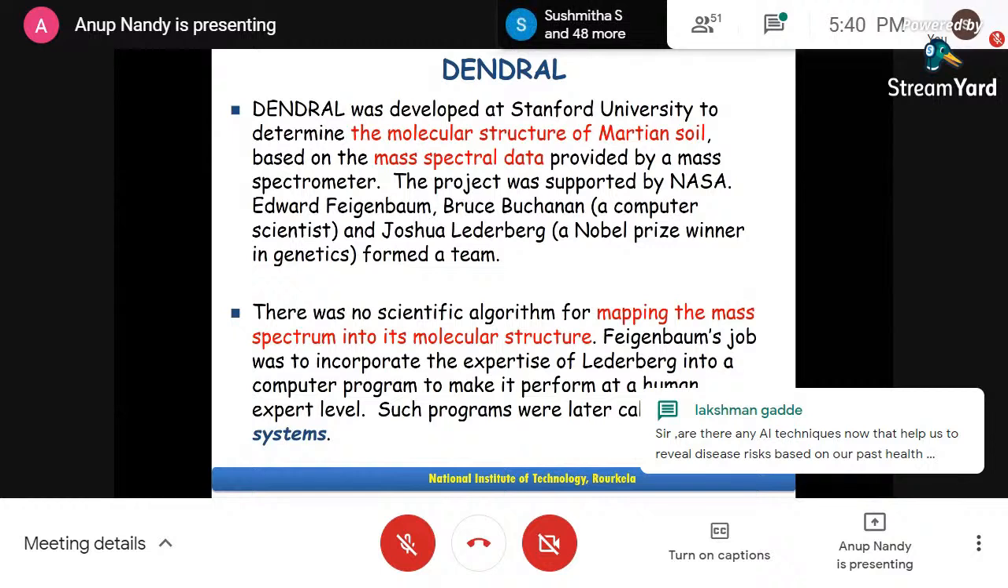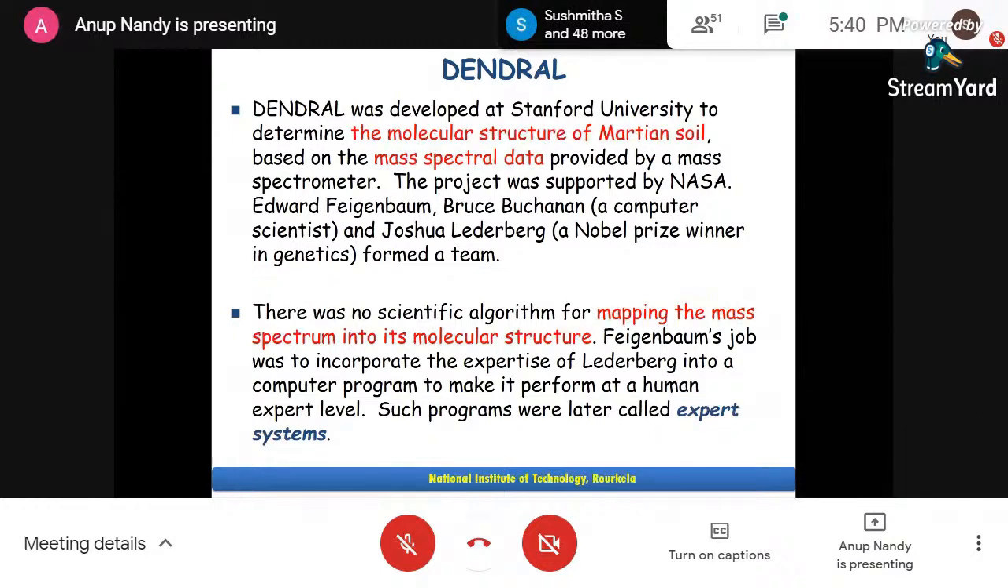Taking his expertise and knowledge, the rules were formed and written in the Lisp programming language to solve this particular problem. There is no scientific algorithm for mapping a mass spectrum into its molecular structure, so the job was to incorporate all the expert knowledge into a computer program and make it perform. This is a very good expert system that people were using in the 1970s.